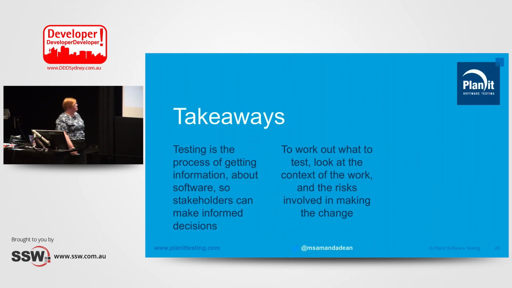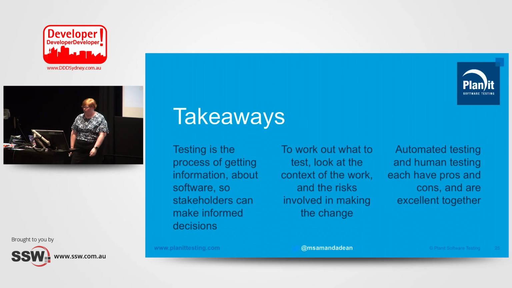To work out what to test, look at the context of the work and at the risks involved in making this change. And also look at the risks involved in not making the change. What's the impact to business if we don't put this software live? And lastly, automated testing and human testing both have pros and cons, but they work super, super well together.